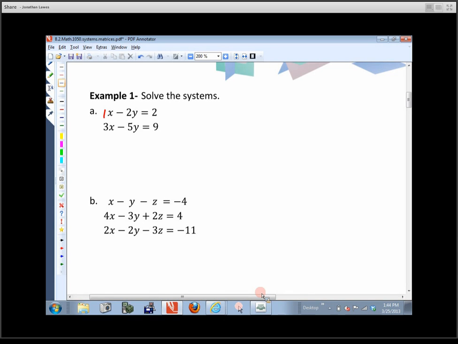Okay? So what variable would I want to eliminate here? The x. And which one would I want to get rid of? Do I want to get rid of this one on the top or this one on the bottom? I want to get rid of this guy?